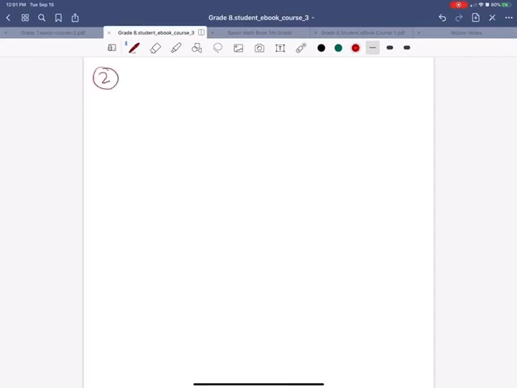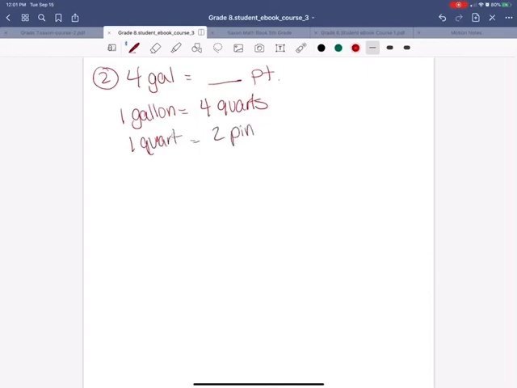Question number 2 says we have 4 gallons, and we want to know how many pints is that. All right, so remember that we're going from gallons to pints. So one of the things that we were taught is that 1 gallon equals 4 quarts. And then we have 1 quart equals 2 pints. And ultimately, that's where we want to end at. So we're starting at gallons and we're ending at pints.